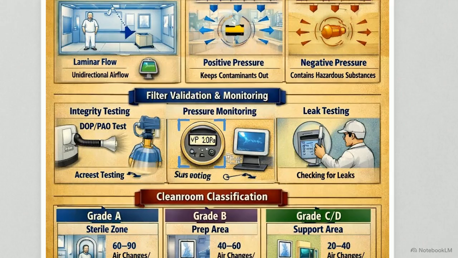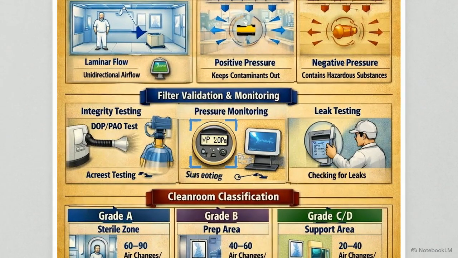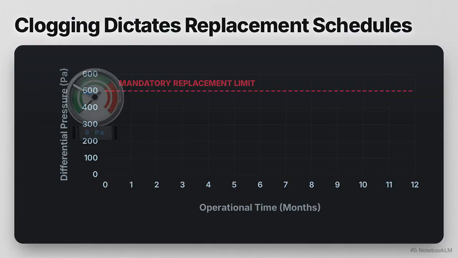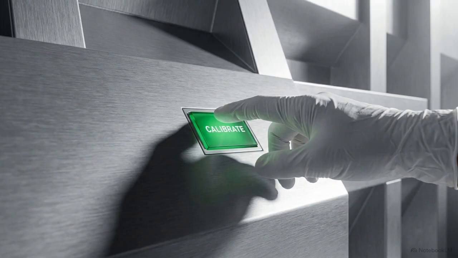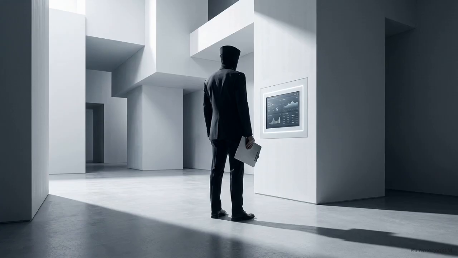Once validated, system health is tracked through continuous differential pressure, or delta P, monitoring. As the filter captures particles, it physically clogs. This causes the differential pressure to rise, which dictates the mandatory schedules for filter replacement. A filter's efficiency is only guaranteed up to its last validated test. Without constant pressure monitoring and routine verification, sterility is an assumption, and GMP auditors do not accept assumptions.